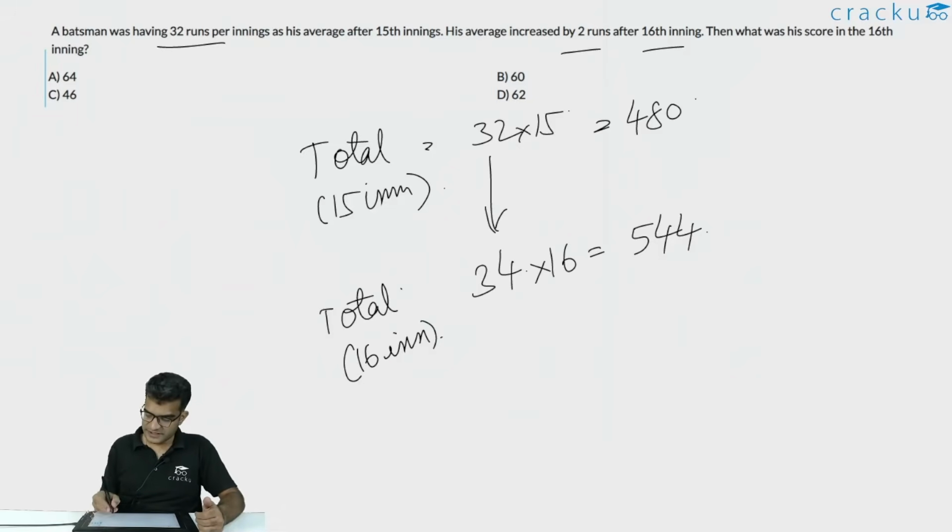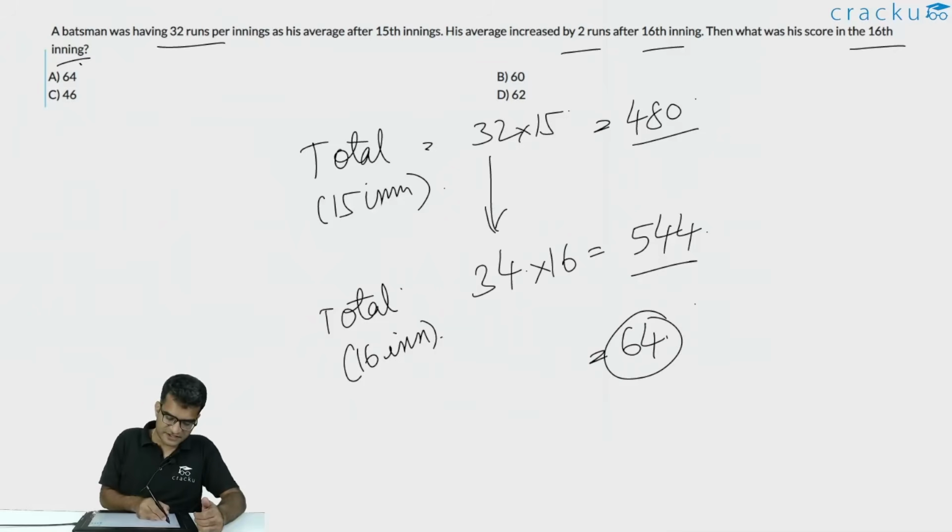So this would imply that the score in the 16th innings will be 544 minus 480, which will be equal to 64. So the correct answer of this question is option A.